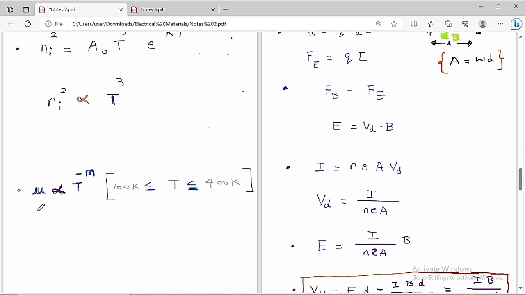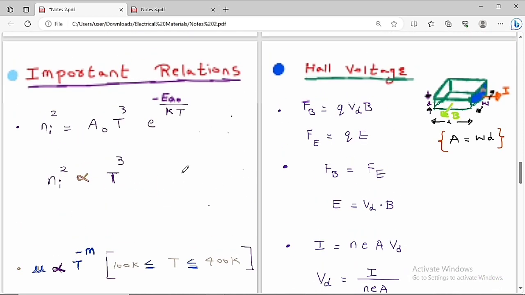And also mobility has a relation with temperature like this: mu is proportional to T to the power of minus m. So mobility also depends upon temperature in this fashion. As temperature changes, mobility also changes, for both the electron as well as the hole. So it is basically a function of temperature, and this equation is valid only for 100 Kelvin to 400 Kelvin.